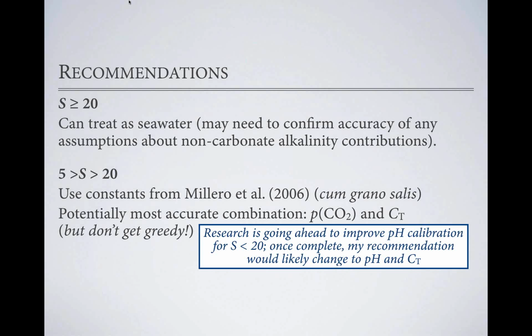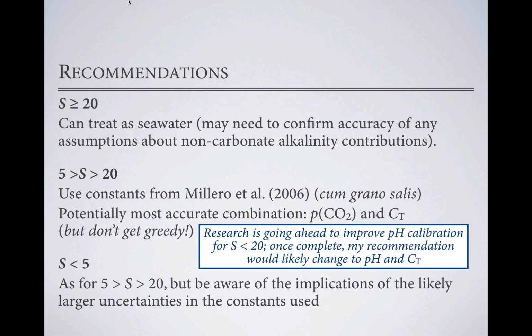Research, as I said, is going ahead to improve pH calibration for salinities less than 20, and once that's complete, my recommendation would likely change to pH and total carbon, because pH is a lot less trouble to measure than pCO2. But at the moment, you can measure it, you just don't actually have, you end up implying larger errors in the constants.